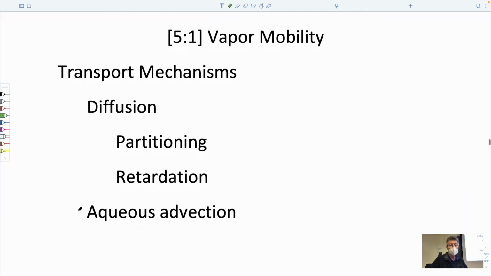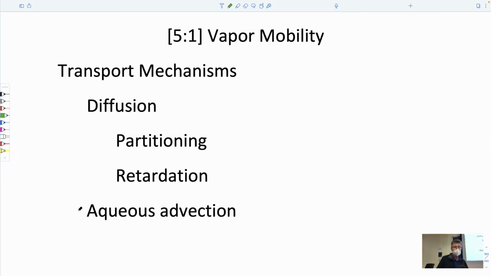And so what we're going to look at is mechanisms by which transport can occur, and we'll find out that we can understand behavior by diffusion. We have to understand something about partitioning, and partitioning between vapor and water.